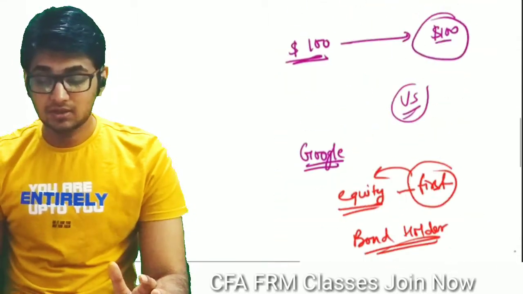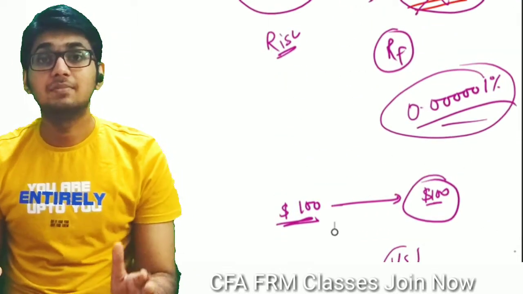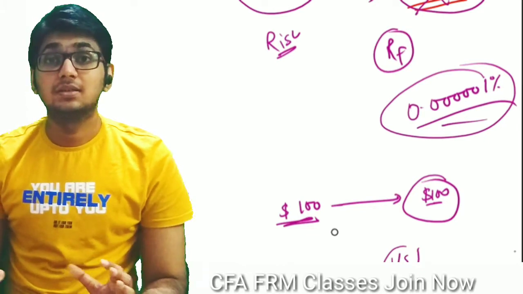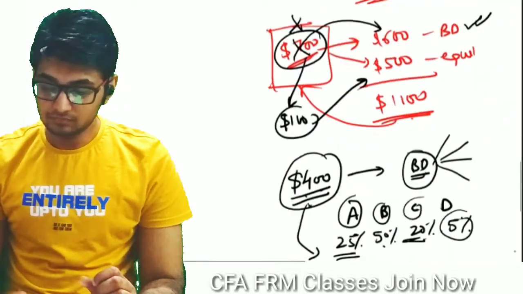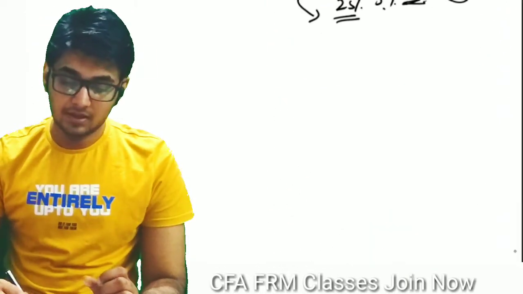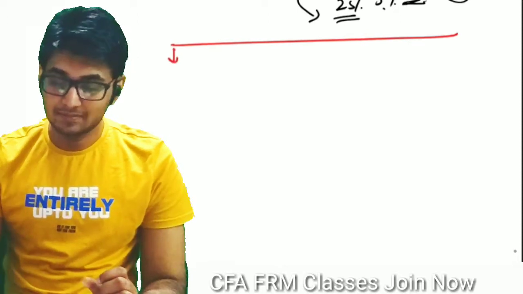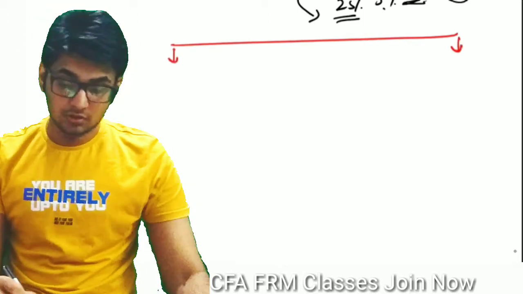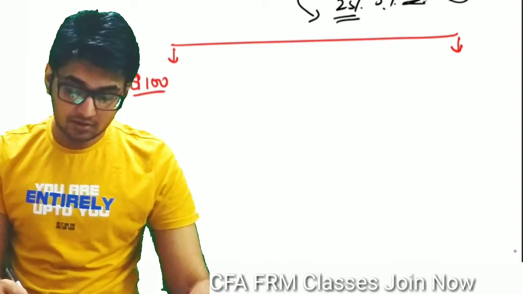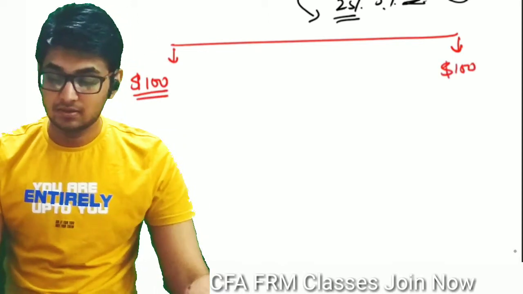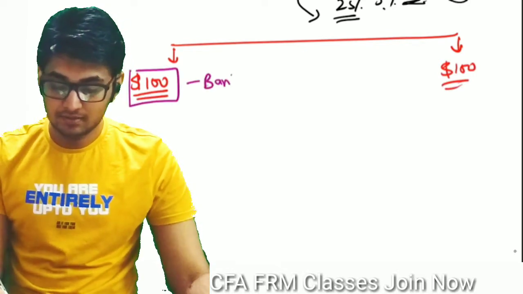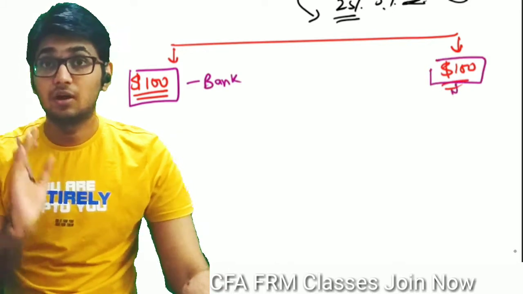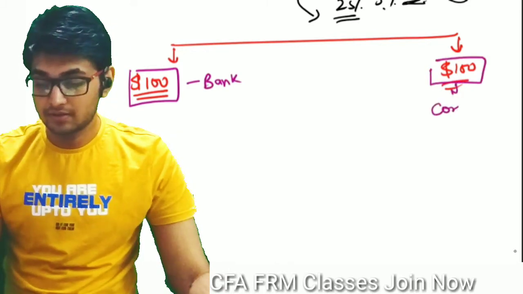So this is what I'm trying to give you, a glimpse of what fixed income is and why to invest in it. Now, fixed income can basically be divided into two segments. First, you have $100, and again you have $100. Now, if you give your $100 to a bank, what will happen? And if you give your $100 to a corporate, in the form of bonds, then what will happen?